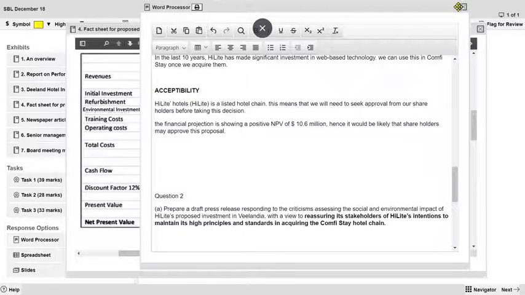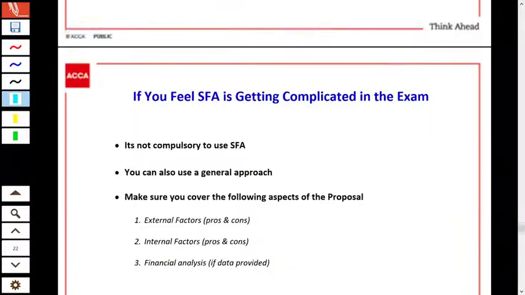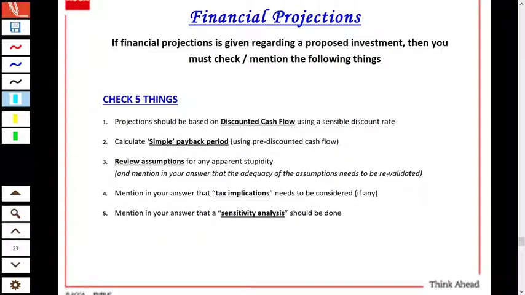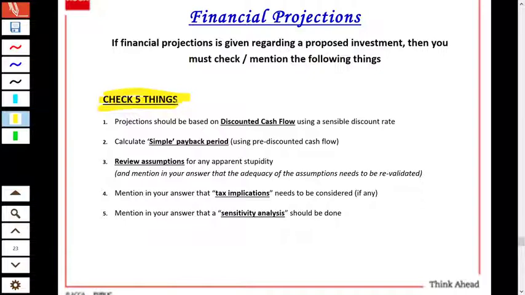Now you need to look at the financial projection, and now I will tell you what to look for in financial projections. So whenever you see a financial projection in any of the exhibits, you first check 5 things. How many things? 5 things. It's a mental checklist which will help you. First, you should see whether the projections are based on discounted cash flows or not. All long-term projections have to be based on discounted cash flows. It's mandatory. If it is not based on discounted cash flow, then you need to flag that in your answer or in your report.